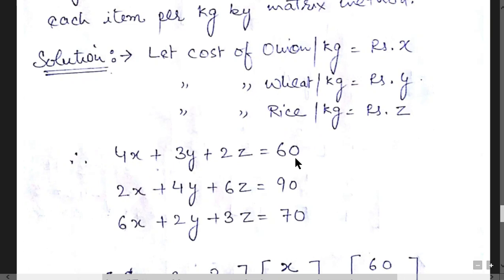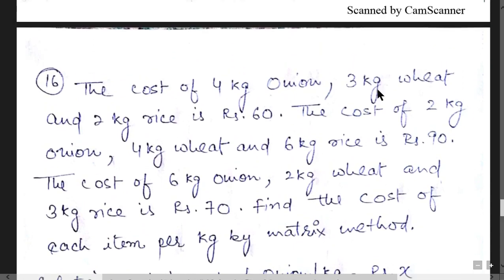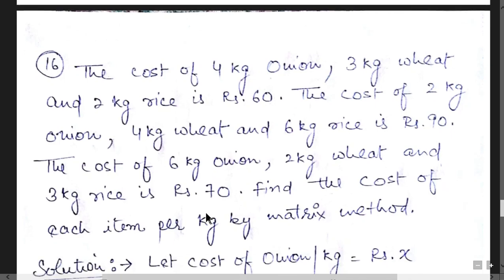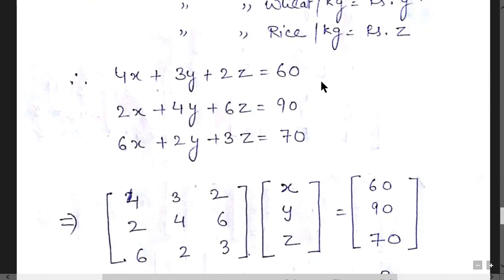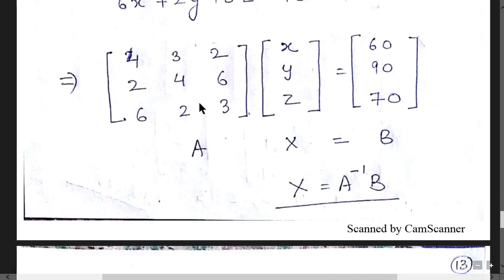Then you can design the equations. 4x plus 3y plus 2z is equal to 60. As per the first equation given to you, 4x, then 3y and 2z is equal to 60. Second is 2x, 4y and 6z is equal to 90. Third is 6x, 2y and 3z is equal to 70. These are the three equations. Then convert this set of equations into matrix form. Now you can write Ax is equal to B and x is equal to A inverse B.